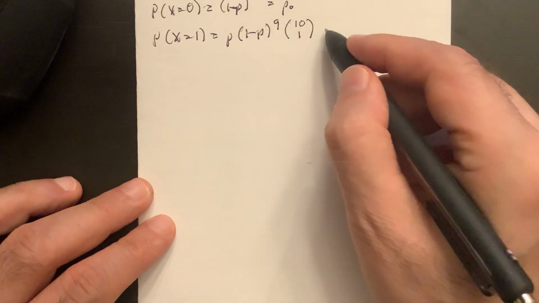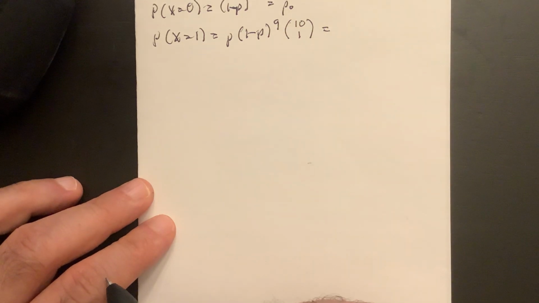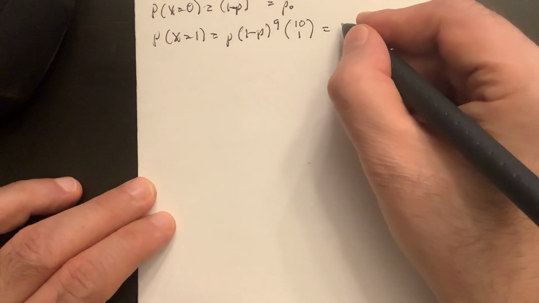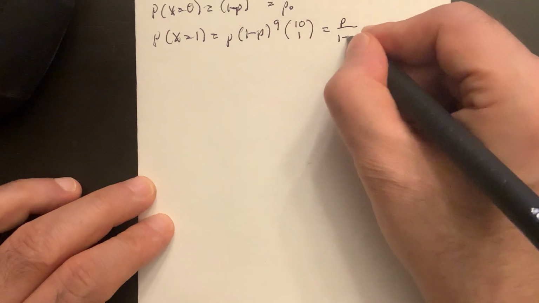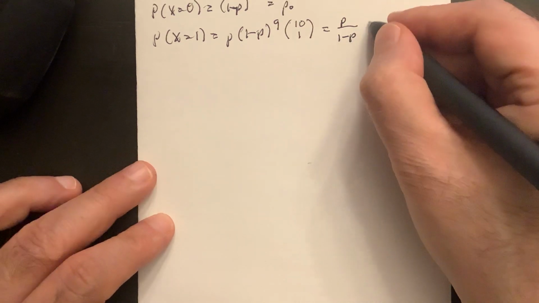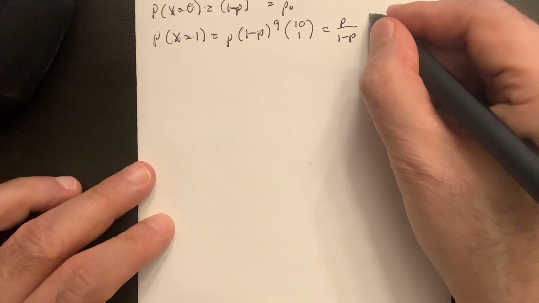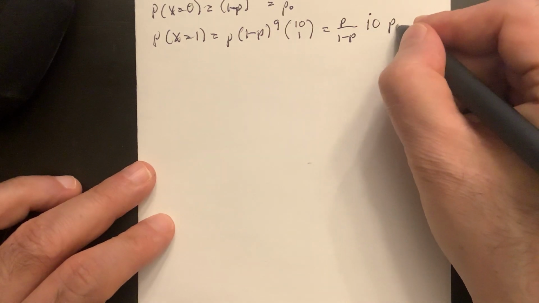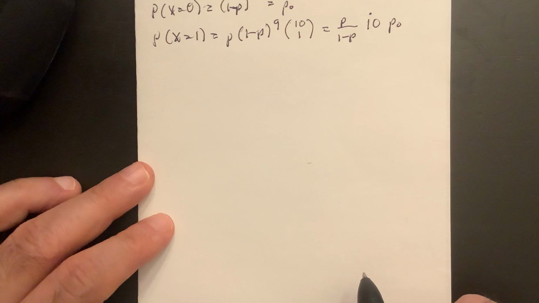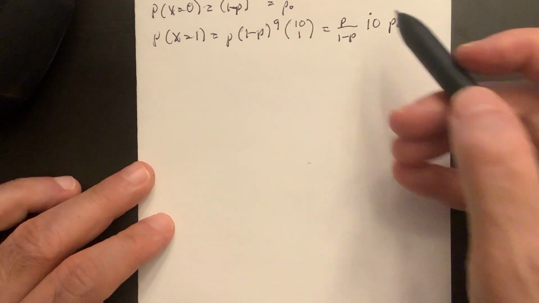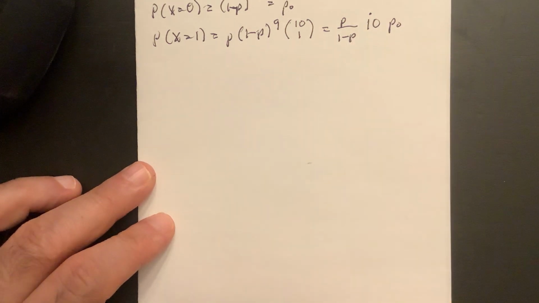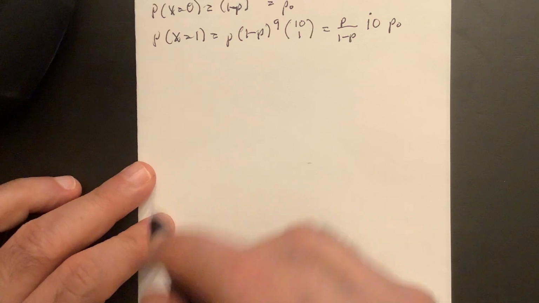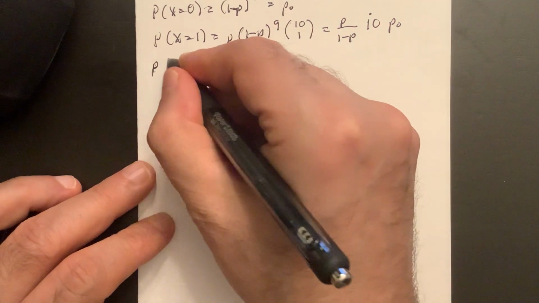All right, so I want to write this in terms of little p0. I can see how to do that. It's p over 1 minus p. And here I have 10 choose 1, so let's just write 10. And here I have p0. So I write this as 10 times p over 1 minus p times p0. Okay, we have to keep going to see the pattern.